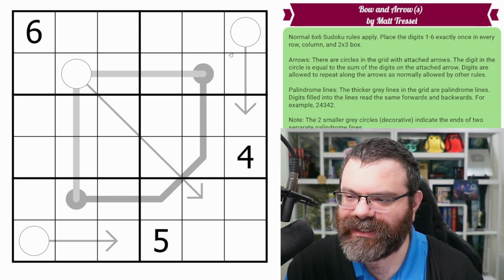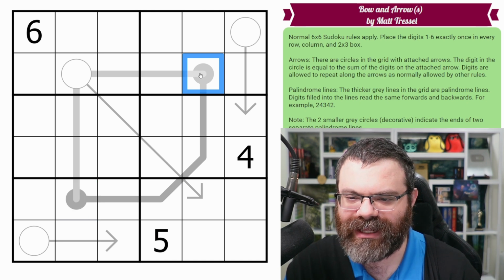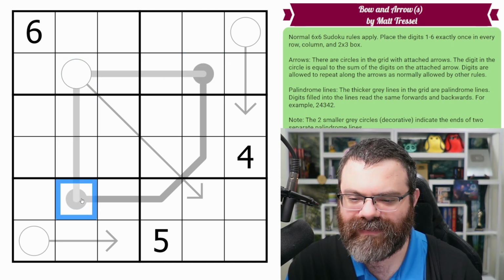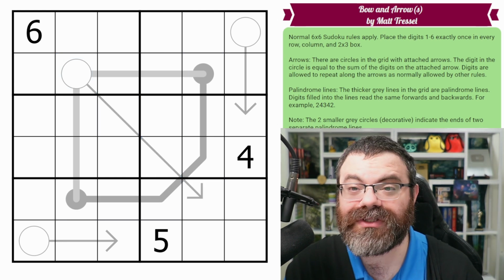And the two smaller gray circles are decorative to indicate the two ends of this separate palindrome line. So we've got a palindrome line that goes like this, and a palindrome line that goes like this, and we also have an arrow with a circle there. So hopefully that's clear. All right, and those are the rules.